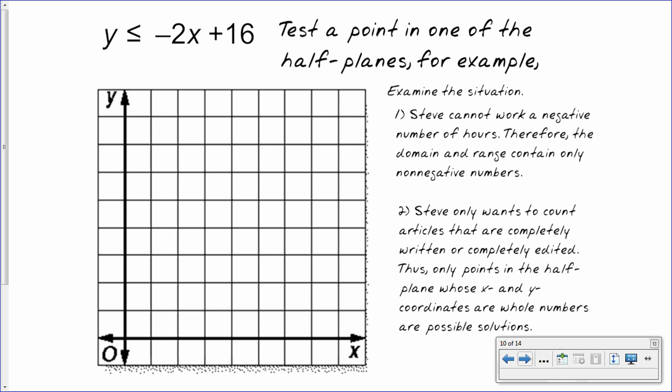Okay, we use quadrant 1 because x's are positive and my y's are what? Positive. Is it possible to work negative hours? Nope. Okay. So on the x-axis, what did we say x was going to be? Writing. So writing goes down here. Put writing there. What goes on the y-axis? Editing.